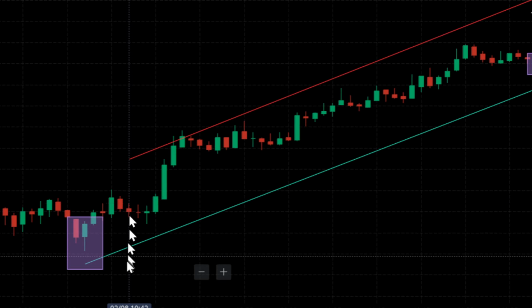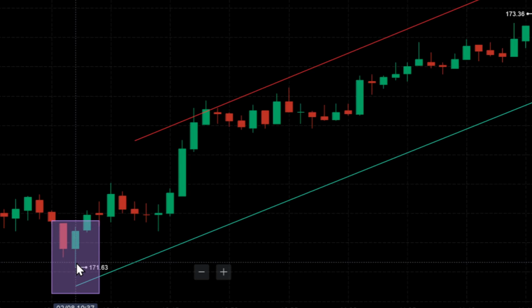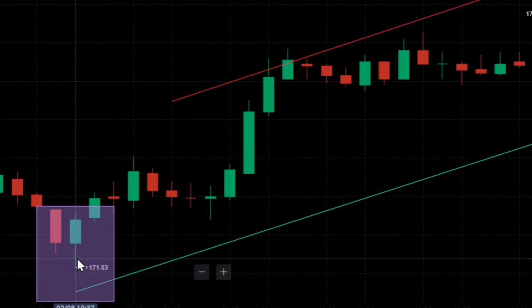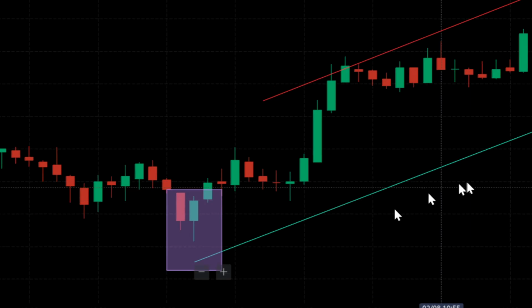Here we have one possibly, right? So the body is near the top. There is a little bit of a wick up there. It's not twice as long. So we could debate here whether that's really one or not.